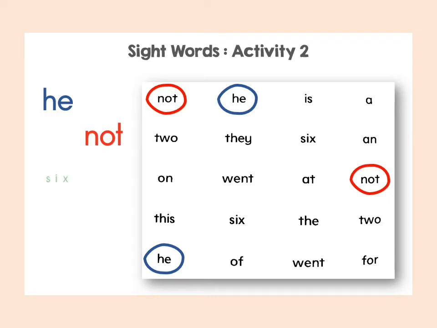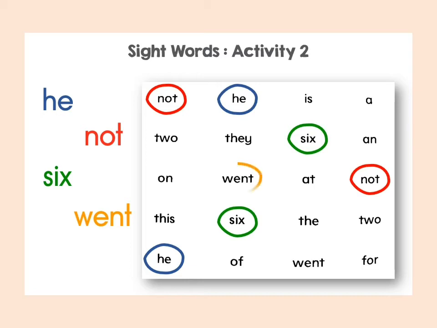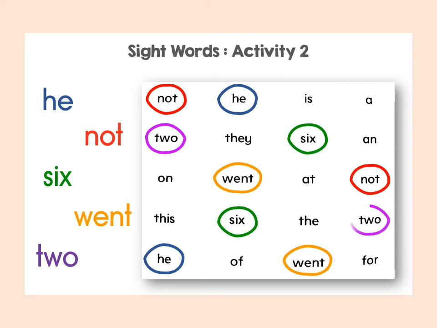How about six? Here it is. One, two. Now, let's try went. Can you find went? Yes, here is one and two. Last one, two. Where is it? Good job, kids. One and two.